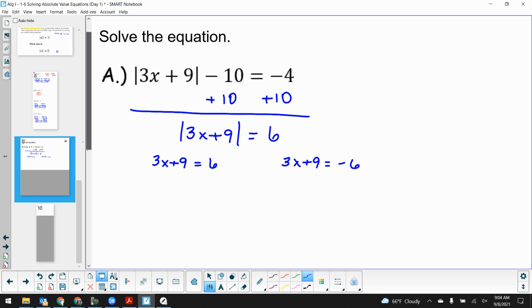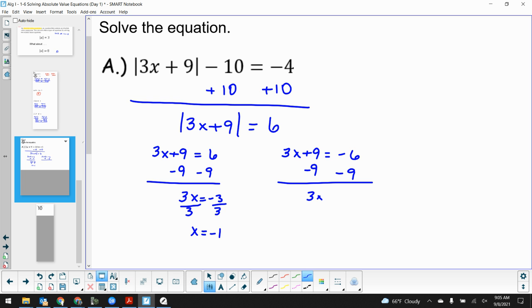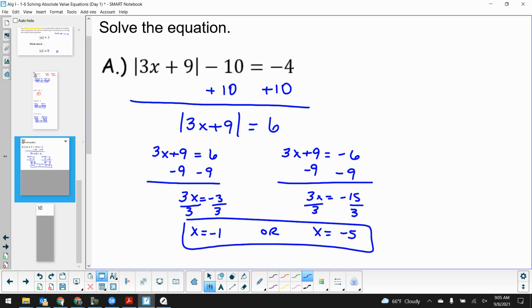Again, you solve them both the exact same way. We subtract the 9 from both sides. We get 3x is equal to negative 3. We divide by 3. Get negative 1. We subtract the 9 from both sides. Get negative 15. We divide by 3. Get negative 5. Put the word or in between them. Questions about that?